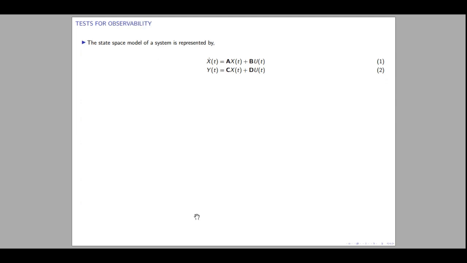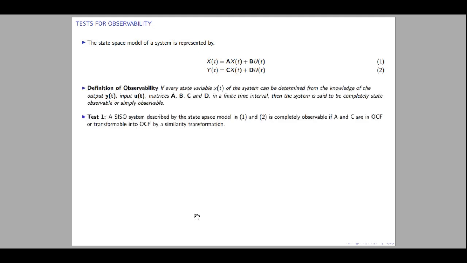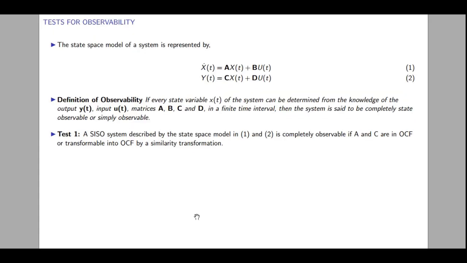Now let us try to understand something about the observability test. Again, the definition we have already defined: I should be able to reconstruct, or determine, all the states with the help of y of t, u of t, and matrices A, B, C, D. So the test here is a kind of dual, very similar to the test we did for controllability.